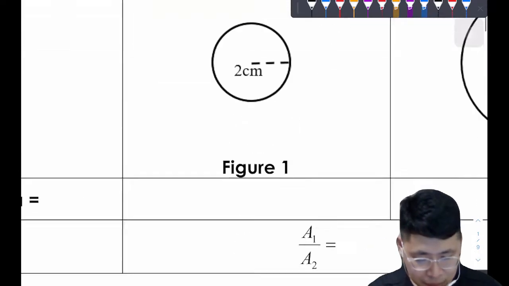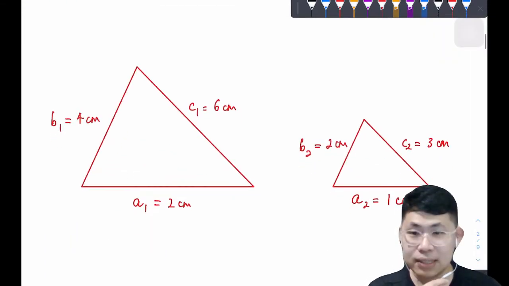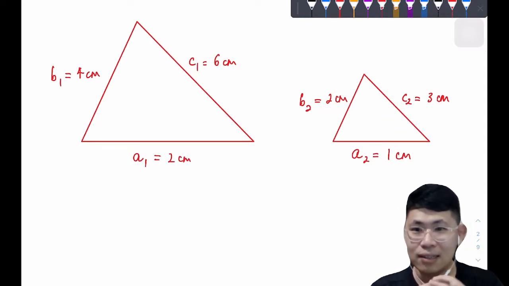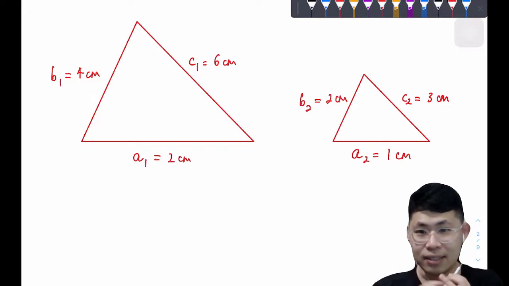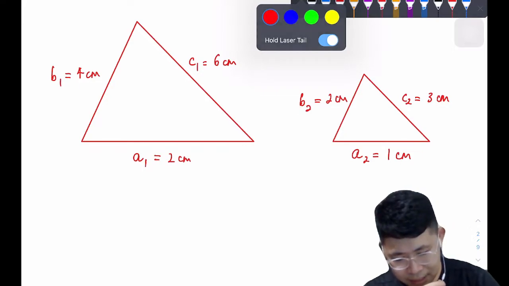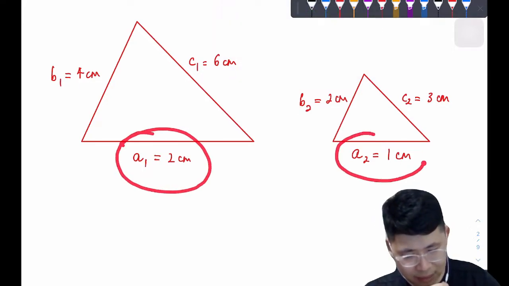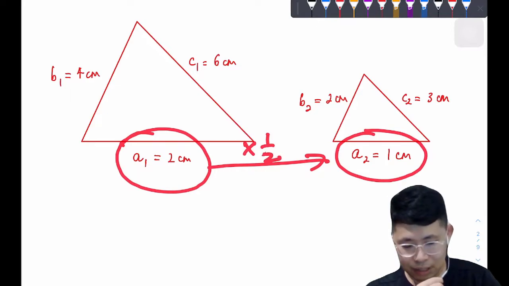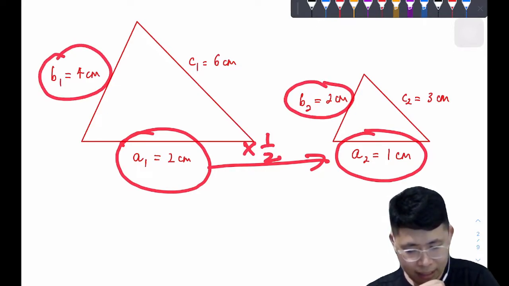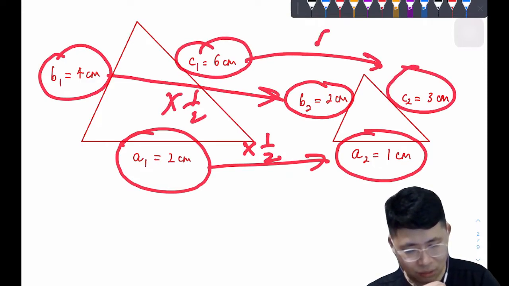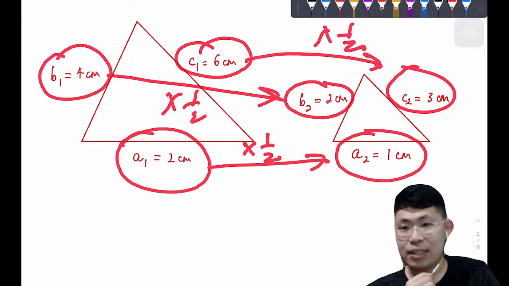One example I want to show you is from previously. These are two similar triangles, and as you can see, this forms the SSS similarity. If you notice the base, the ratio is times half. The side length is also times half. The last length over here is also times half. So the ratio is half.